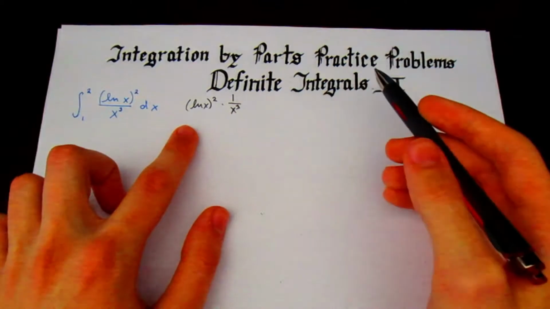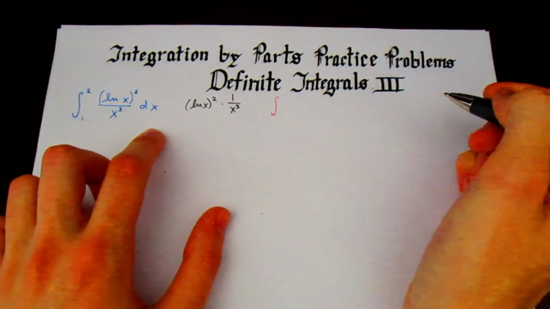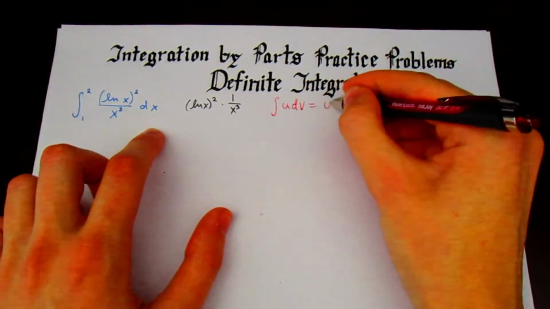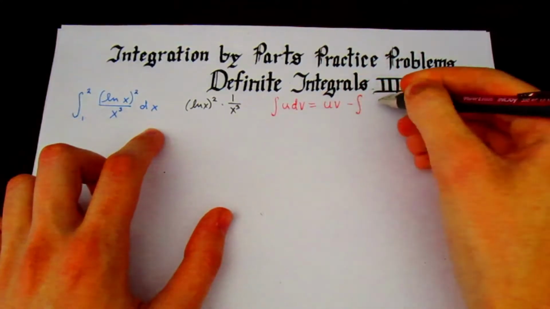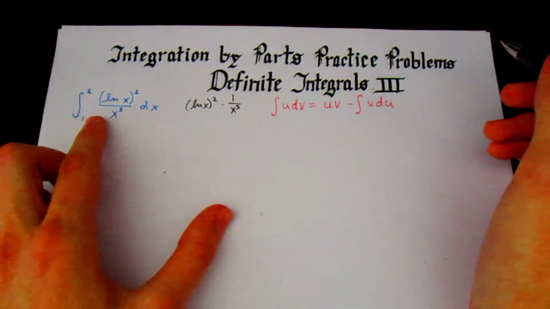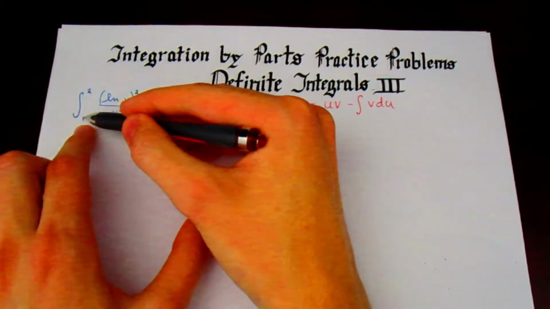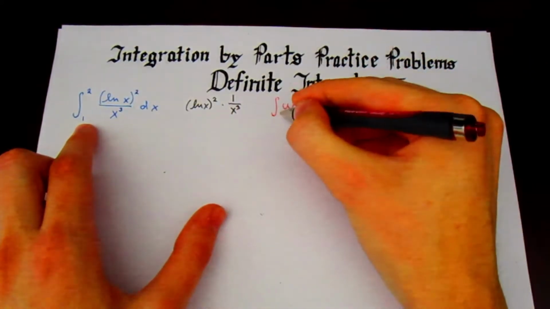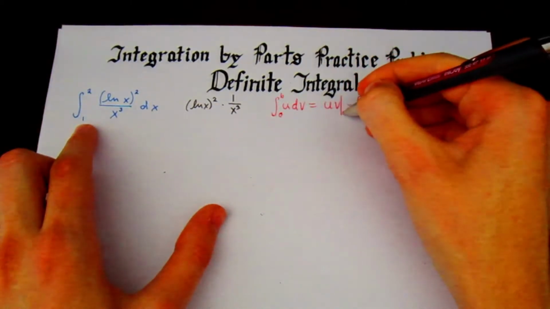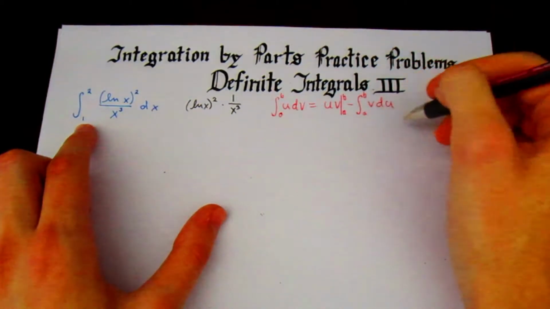The formula, which I derived in a previous tutorial, is the integral of u dv equals uv minus the integral of v du. With definite integrals, there's a slight modification. If you have the integral from a to b, that's going to equal u times v integrated from a to b, minus the integral from a to b of v du.